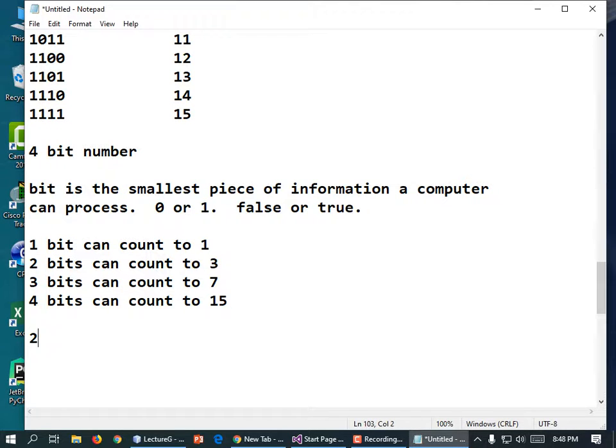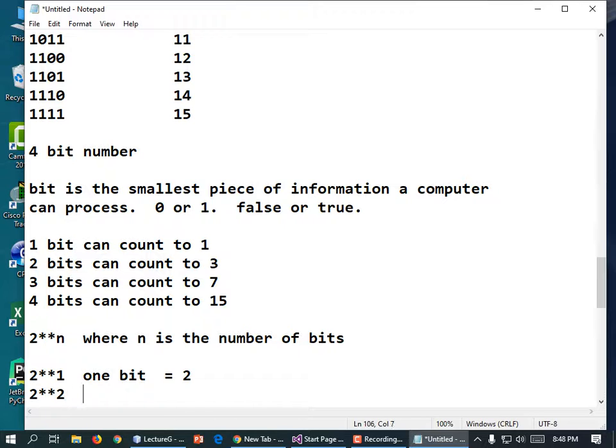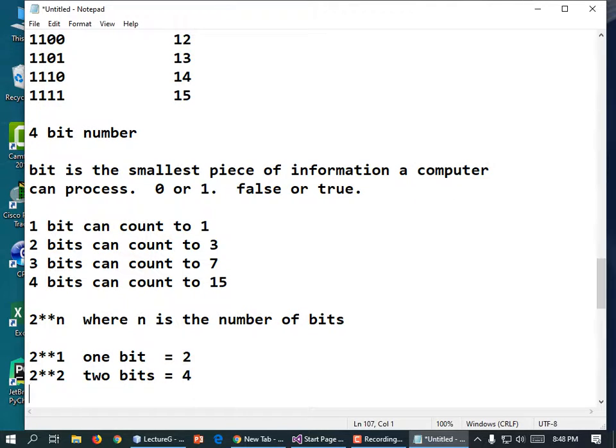2 to the power of n, where n is the number of bits, tells you the possible range, the number of combinations you have. 2 to the power of 1, that's 1 bit, right? 1 bit can go up to 1, which equals 2 different possibilities. 2 to the power of 2, 2 bits give you 4 different possible values, 0, 1, 2, and 3. 2 to the power of 3, because you have 3 bits, can give you 8.